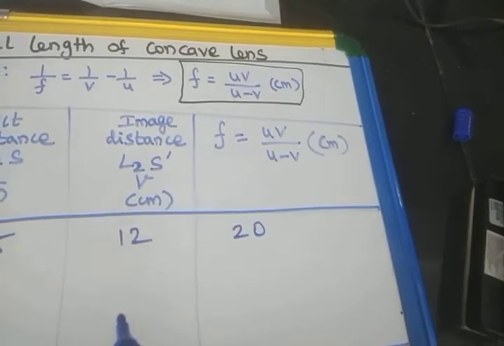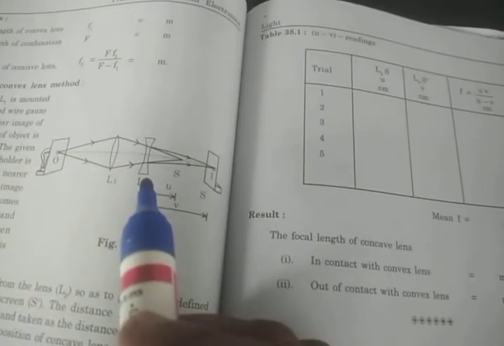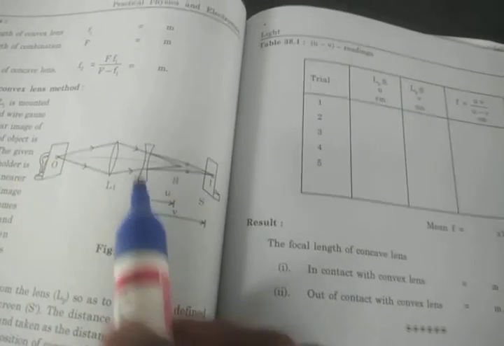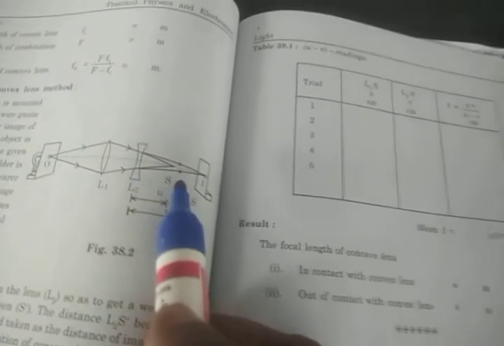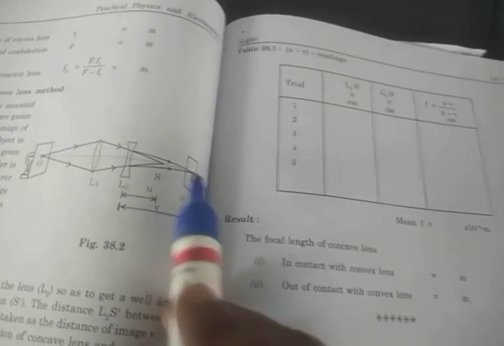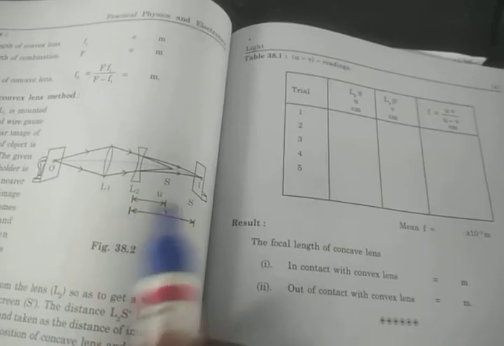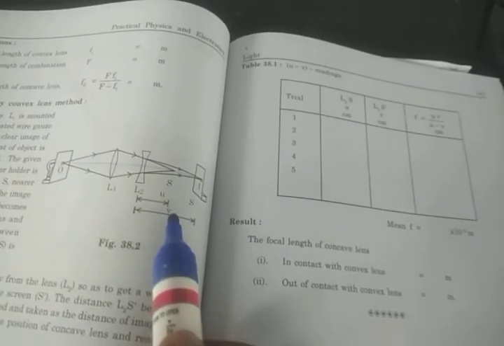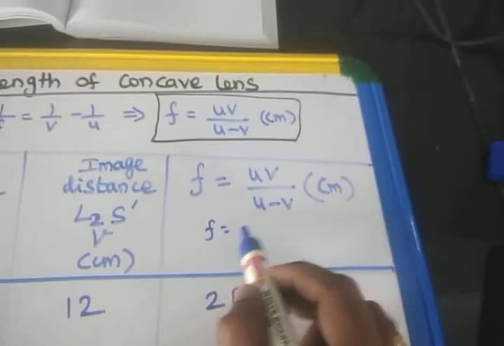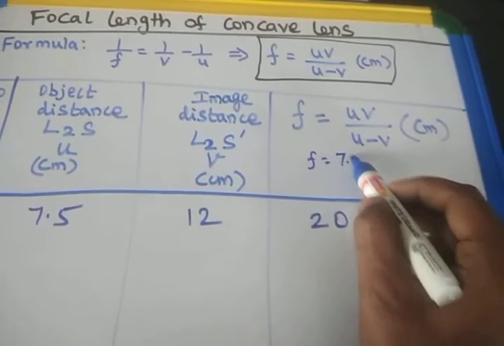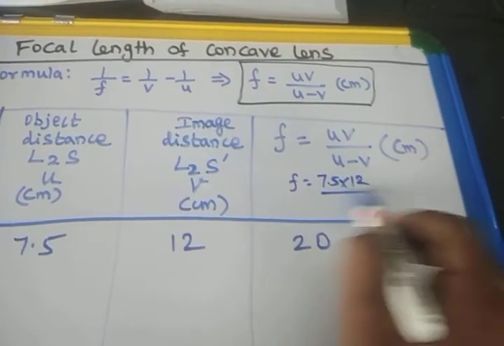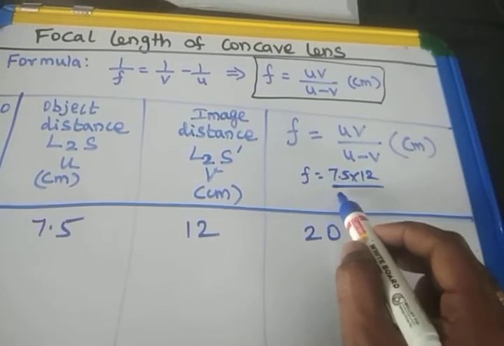Why is it a minus sign, sir? Very simple, I will show you. For any sign convention, for this concave lens, the left side is a minus sign and the right side is a plus sign. The object is kept at the right side of the lens and the image is also formed at the right side of the lens. So both u and v will be taken as positive in the sign convention. So for f, the first reading is u is 7.5 into 12 divided by u minus v.